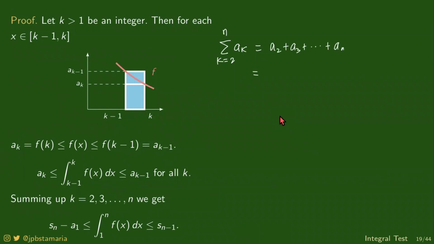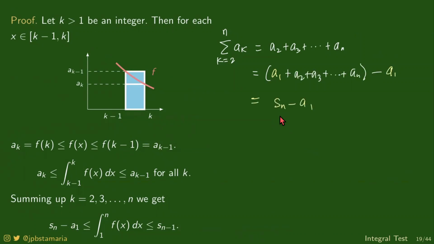Kung mapapansin nyo, kulang lang to ng isang term para maging S sub n. Di ba? Anong kulang sa kanya? Ang kulang sa kanya ay A sub 1. Kaya this is actually S sub n minus A sub 1. Naintindihan ninyo? Parang kulang ka lang ng isang term. A sub 1 plus A sub 2, A sub 3, A sub n minus A sub 1. Therefore, this is S sub n minus A sub 1.